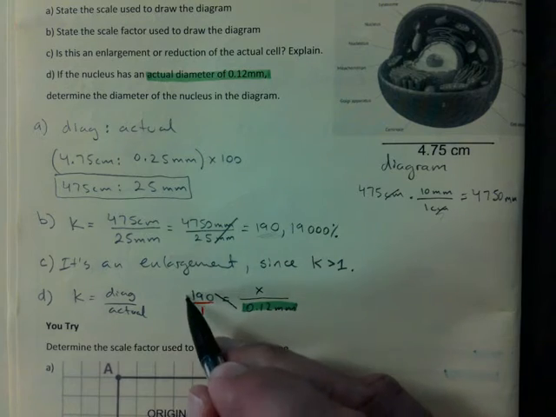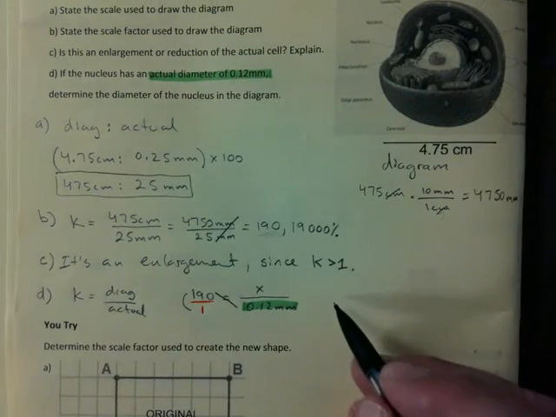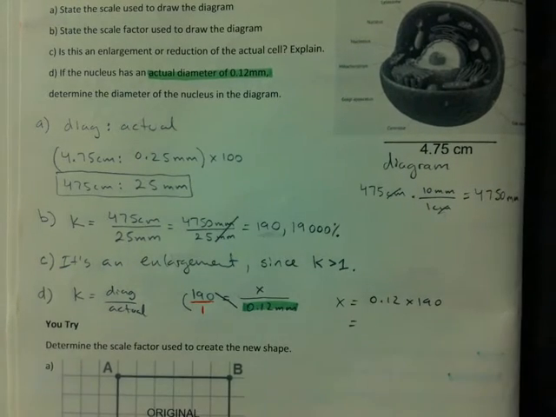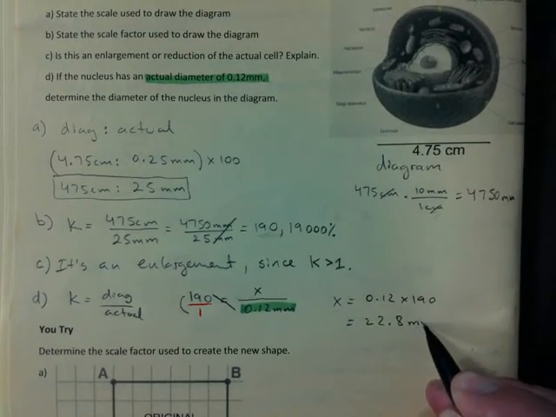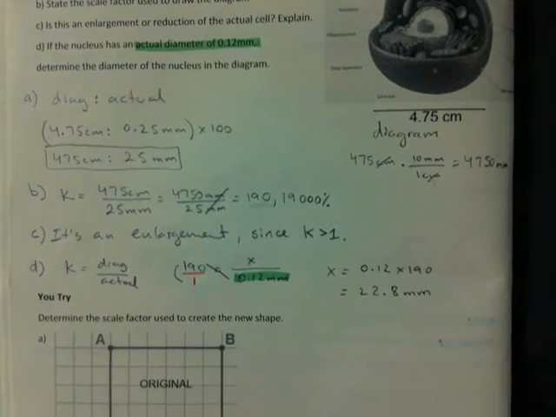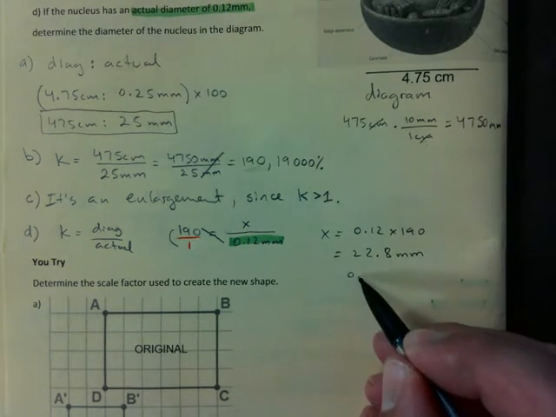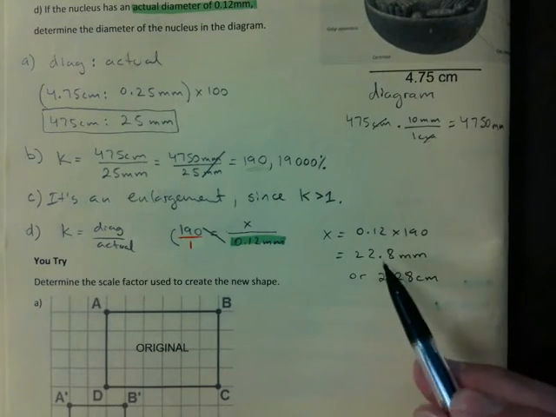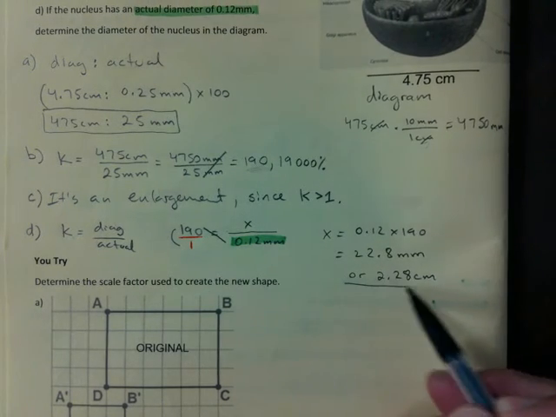So I cross multiply and divide. I'm not going to divide by 1 because it's not necessary, but this gives you 0.12 times 190. So that's 22.8 millimeters. If they wanted to find it in centimeters, we would just go 2.28 centimeters, right? Just divide that by 10, so there is your answer, right?